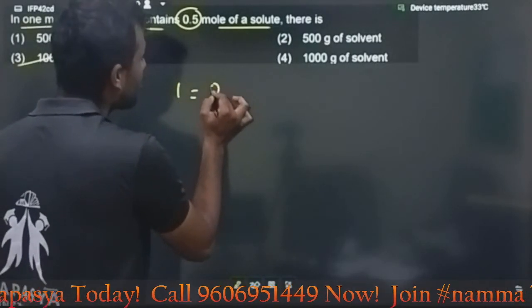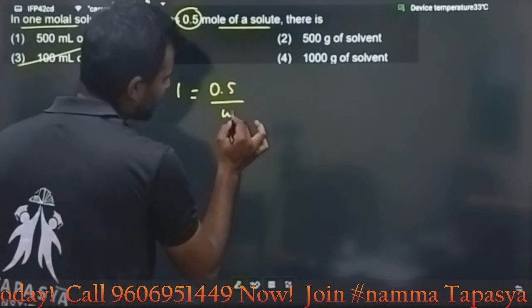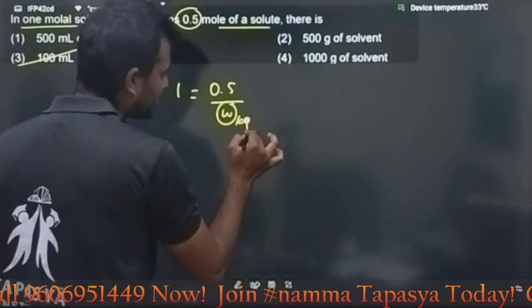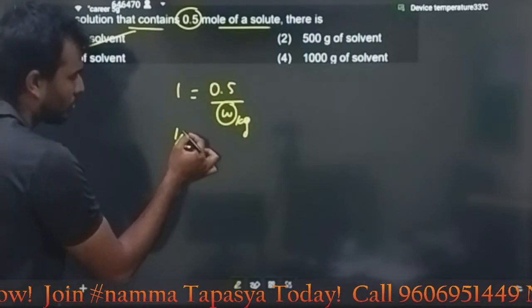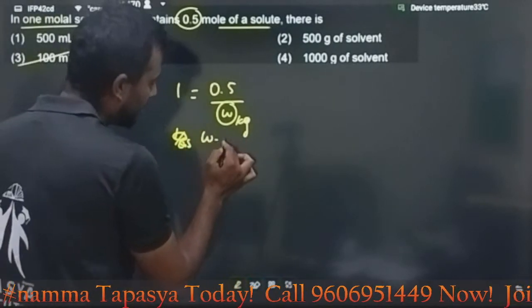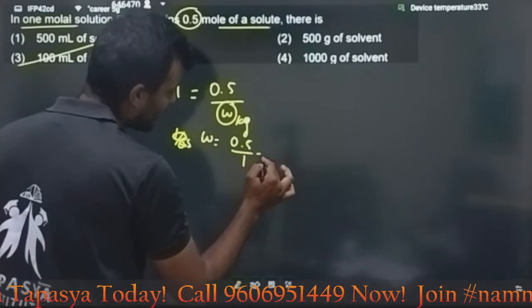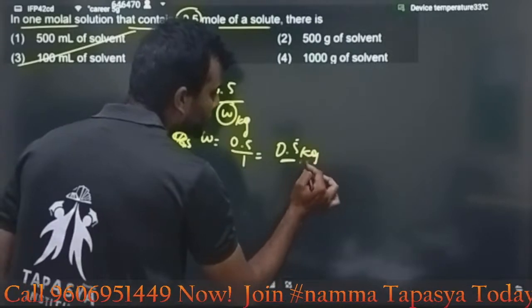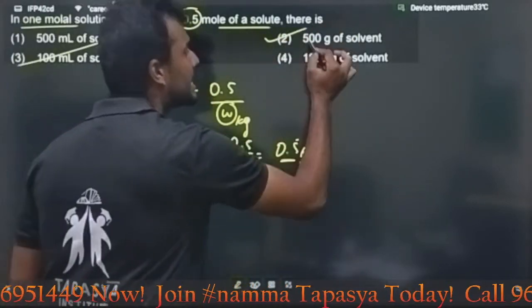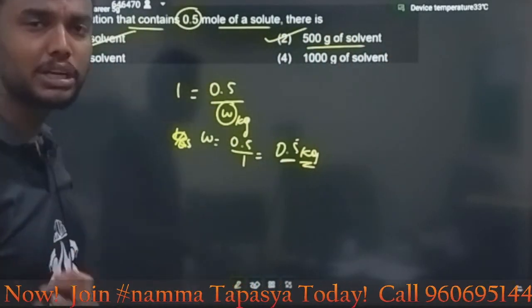Number of moles divided by weight, some weight. Okay, it must and should be in kg. Then divide 1 by 0.5... 0.5 divided by 1 is nothing but 0.5 kg. My dear, 0.5 kg means 500 gram of a solvent. Very simple.